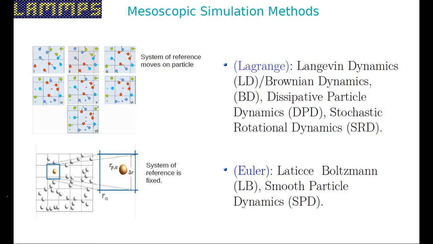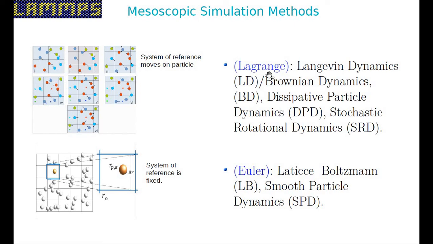Okay, so there are several mesoscopic simulation methods. We have Lagrange methods and Euler methods. In the Lagrange methods, the system of reference moves with the particle, whereas for Euler methods the system of reference is fixed.